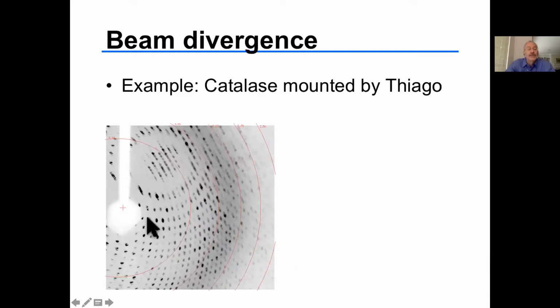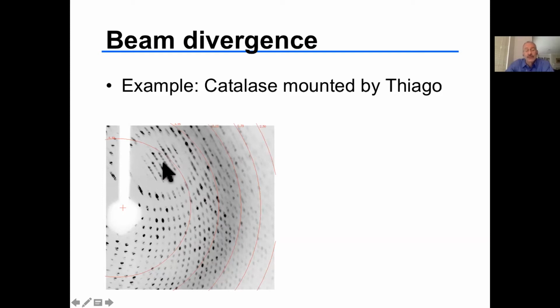matter. So here's an example of a catalase crystal from the 2019 crystallography course. This is Thiago. He mounted a catalase crystal, and if you look at this image, you see the spots are kind of swirly. If you zoom in here, which I'm not going to, the spots aren't really well separated, but here's the shadow I was talking about. Would you actually be able to integrate this data and solve the structure? Well, not with this particular setting of the experimental apparatus.